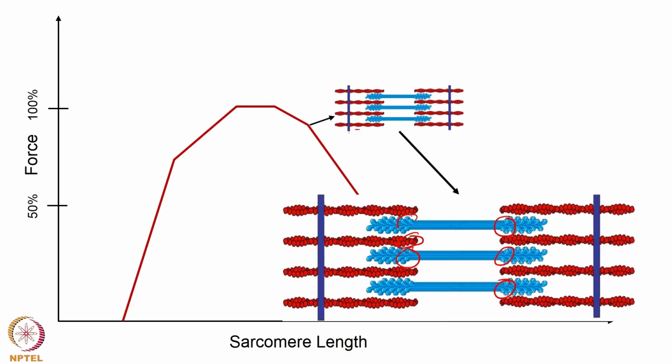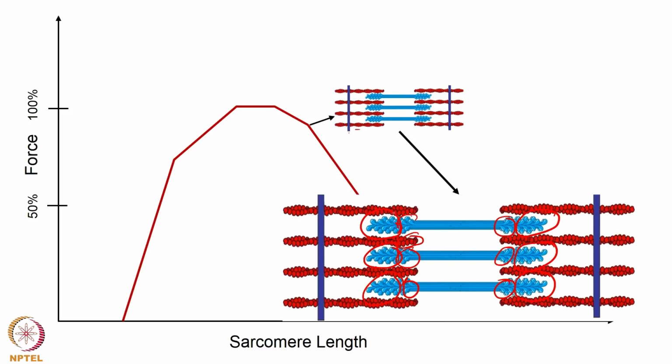So, these are not able to interact with actin. Why? Because the length has increased further, more than the optimum length. Because of this reason, only those actin molecules that can actually interact with myosin are responsible for force, right. So, this reduces the amount of force that can be produced.